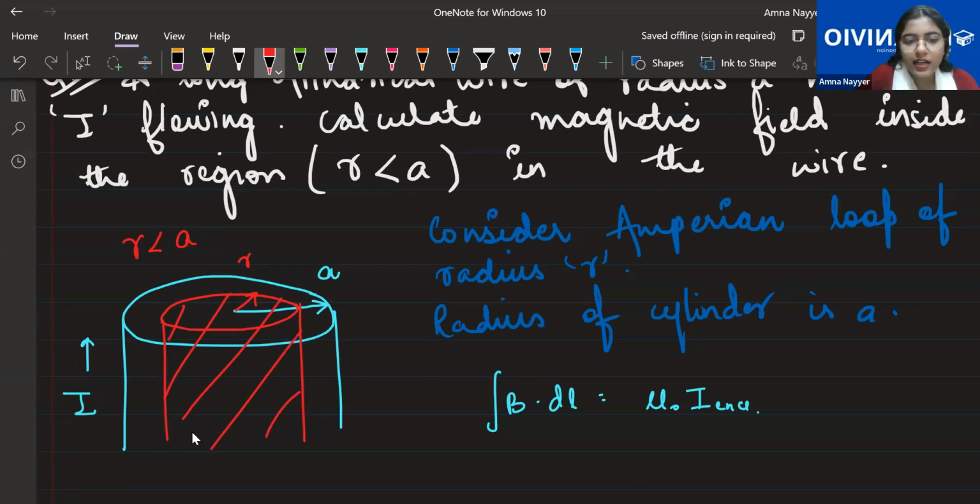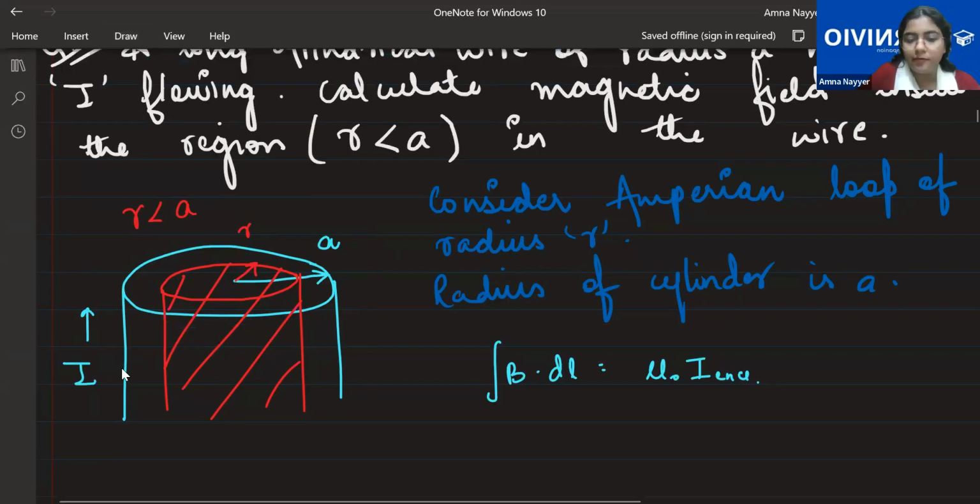What is I enclosed? Do you think total current will be enclosed within this red region? Ma'am, the wire is longer, I think. Wire is thicker. We are taking a very small region because the question says R is lesser than A. So when would it have been the complete current enclosed? If I would have taken a bigger loop like this, then it would have enclosed the complete wire and the current would have also been I. So now you get it why we cannot take this as I. It has to be some part of I.